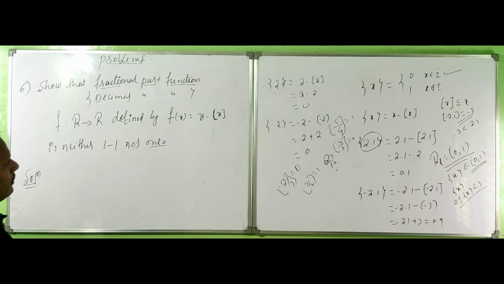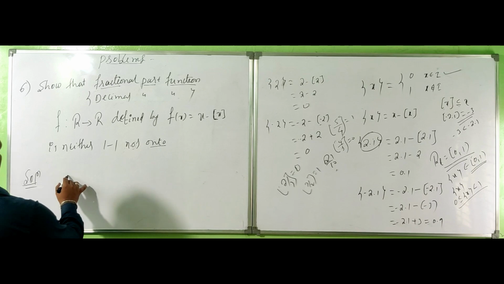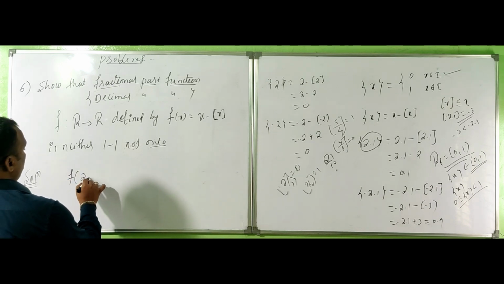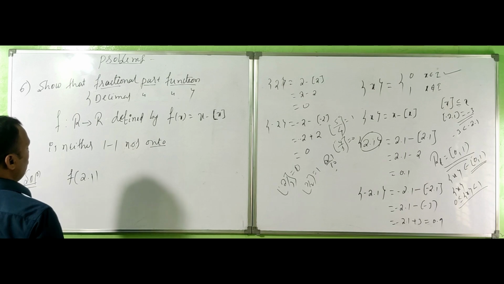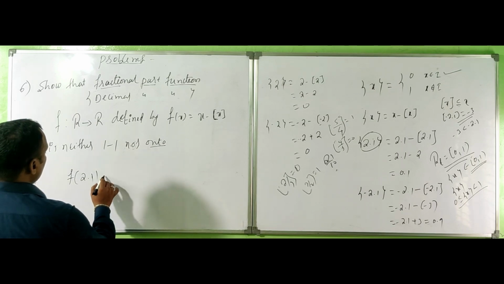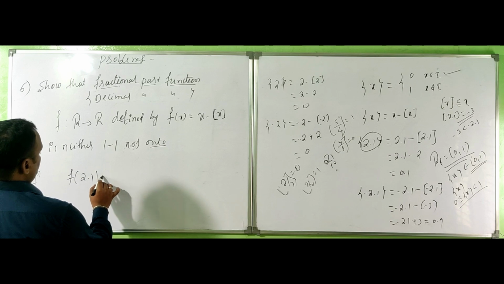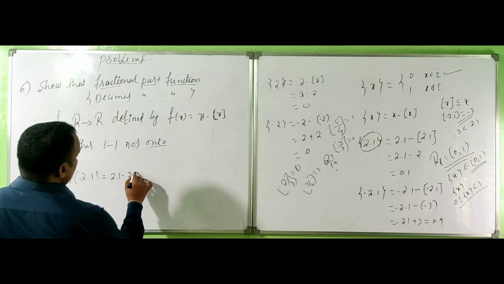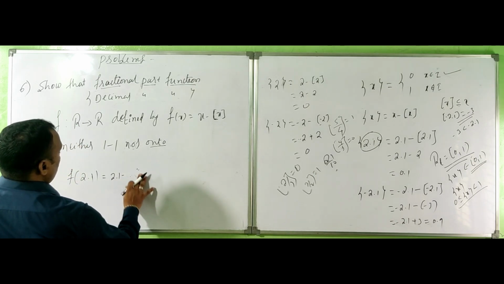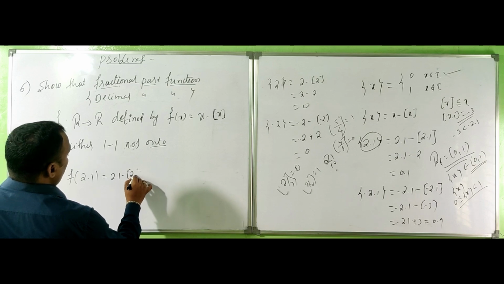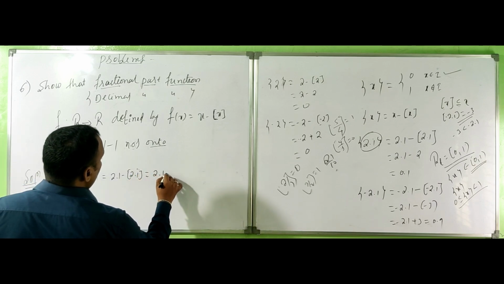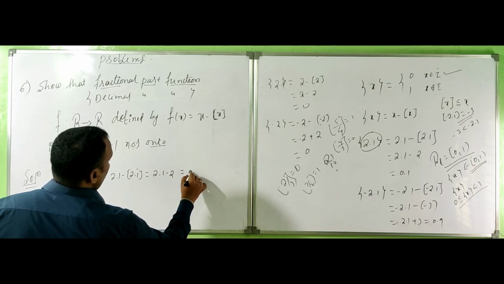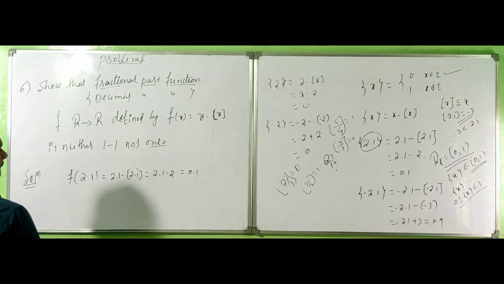Let's take the examples. Whenever you are getting confused, you should take examples. I'm taking f of 2.1, and this becomes 2.1 minus mod of 2.1. This is 2.1 minus 2. This becomes 0.1.